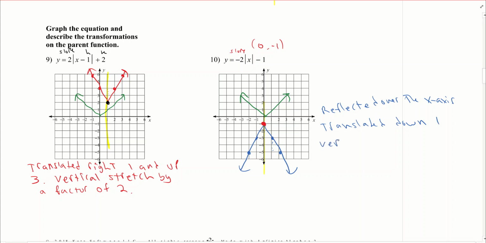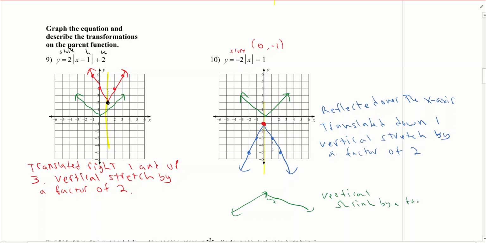And again, this one is skinnier than the original, so it's a vertical stretch by a factor of 2. Now, if we had a graph that was somehow wider, like the slope was less, like let's pretend the slope was 1/2, then instead of saying vertical stretch, we would say vertical shrink by a factor of, again, whatever the slope is, so in this case 1/2.